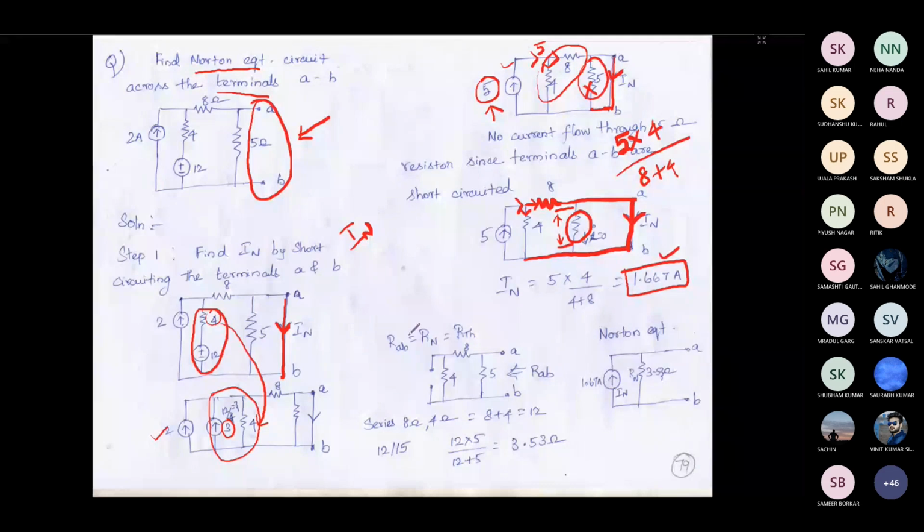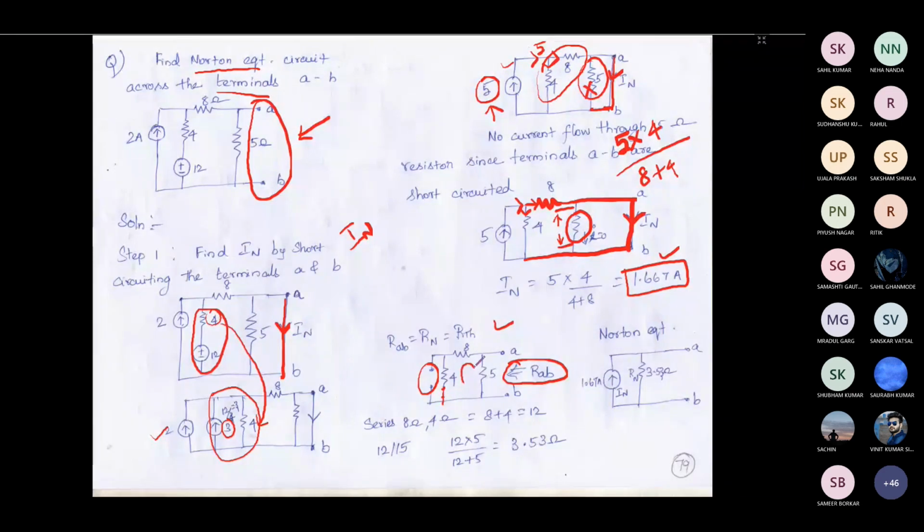Okay, again I have to find the R Thevenin or R Norton. It is same as R Norton. So here we have to find the equivalent resistance across the terminals A and B. So I have one current source and one voltage source. The current source I have open circuited, and the voltage source I have short circuited. Then I have to find the equivalent resistance.